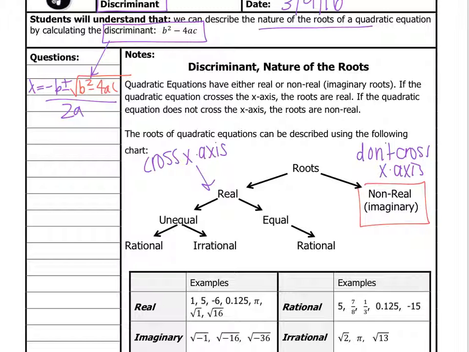They might be unequal, meaning you have two roots, or they might be equal, meaning you have one root. Equal roots are always rational, and we'll talk about what rational means in just a minute. Unequal roots, meaning two different roots, could either be rational or irrational.